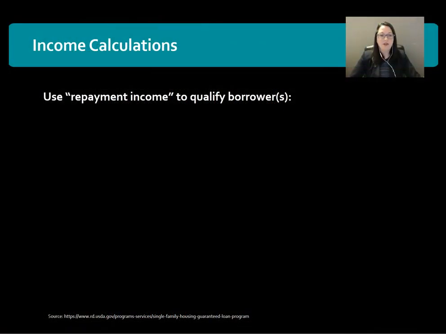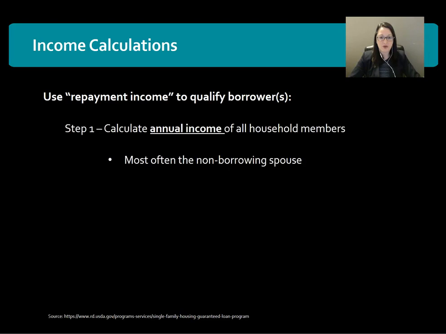So now let's take a look at how you would calculate the income. The USDA has a specific way that they want you to calculate the income, and they want you to use something called the repayment income to qualify the borrower. Here's how you would do that.